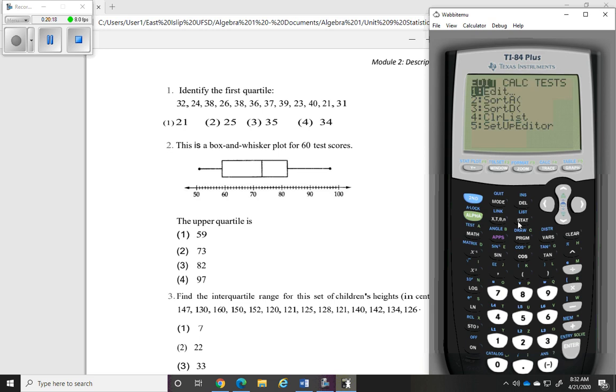So if by accident I deleted my L1, like if I hit delete, see how my L1 is completely gone? If I reset it, my L1 is back. Okay, so in case you accidentally delete it. Anyway, we're going to enter this data.